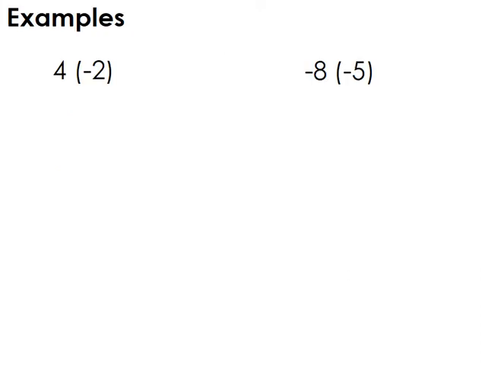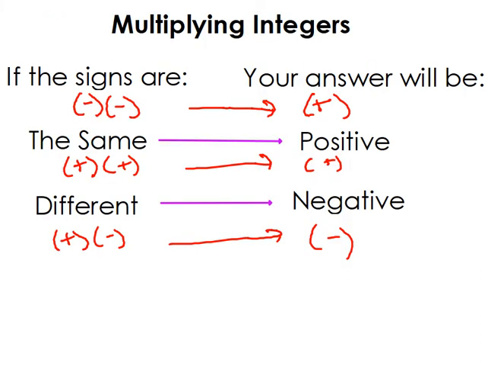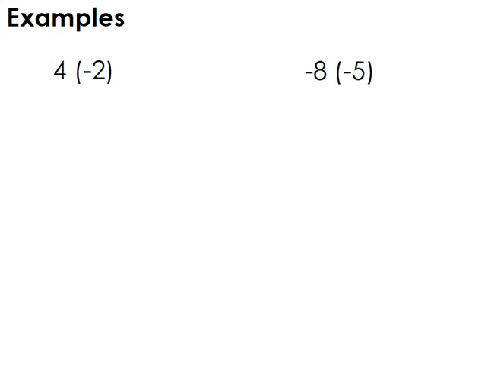Now, looking at some examples, and this is it. There's no other tricks to multiplying integers. There's no other special rules. There's no other weird circumstances. There's no keeping the sign of the bigger number. It's just if you're multiplying numbers that are the same sign, your answer is positive. If you're multiplying numbers that are different signs, your answer is negative. And then you do your multiplication as you always have.